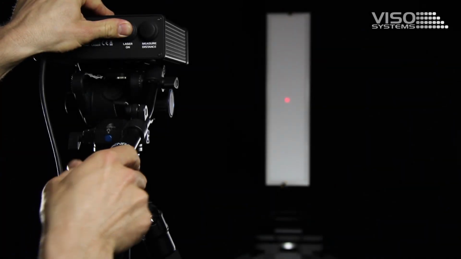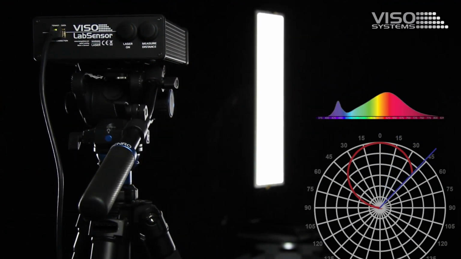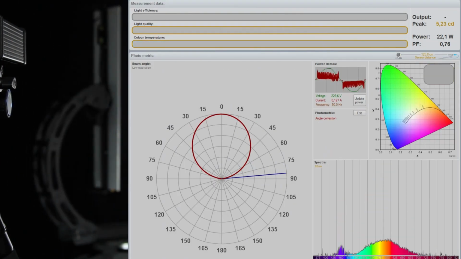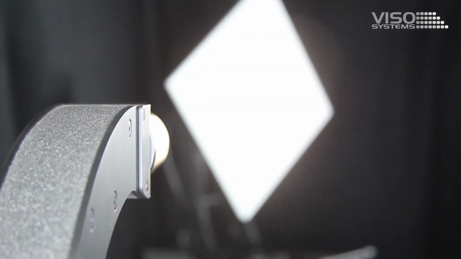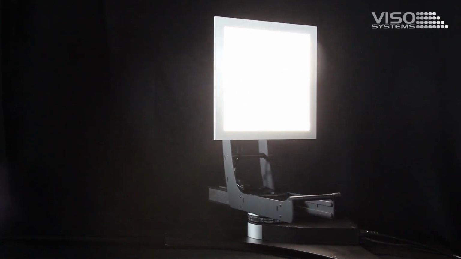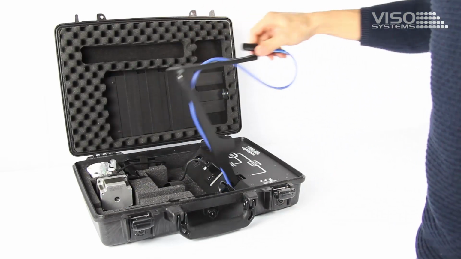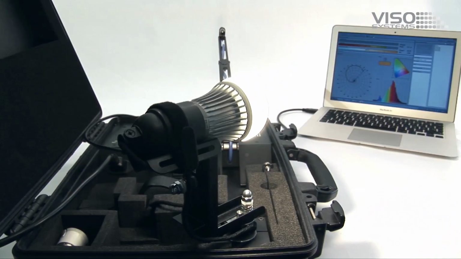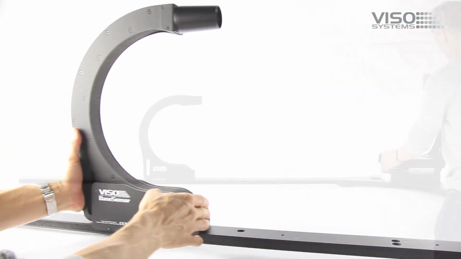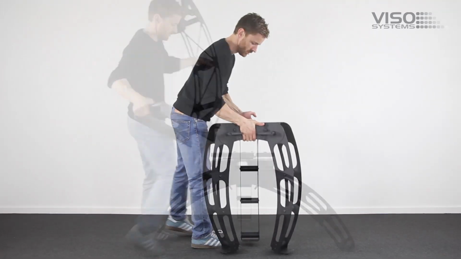Viso Systems takes the stress out of light measurement. Viso Systems offers the world a measurement system that can measure any lamp in less than 2 minutes. Viso's measurement systems are the suitcase-based Light Spion, the desktop-based Spion, and the tripod Lab Spion system.